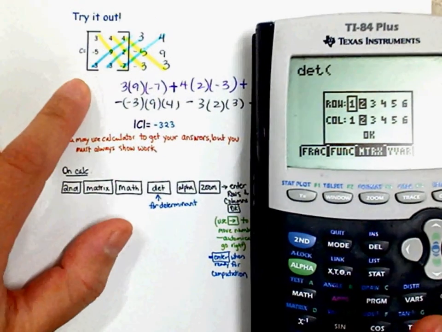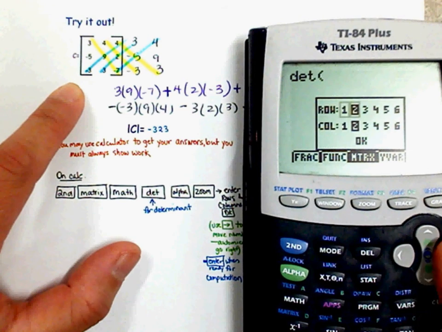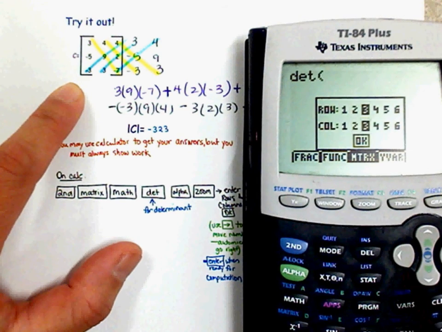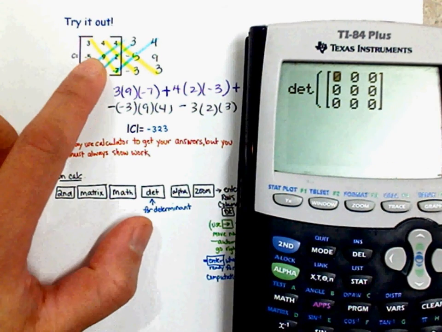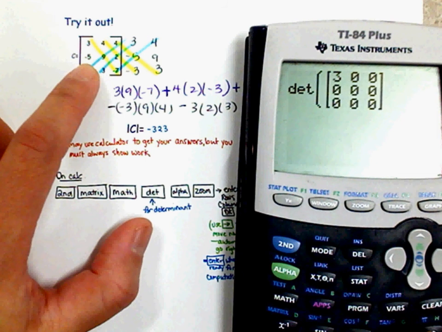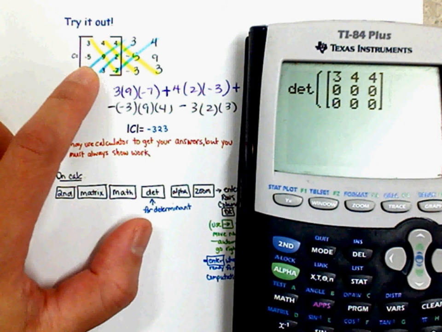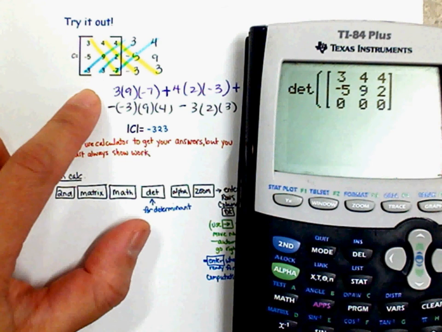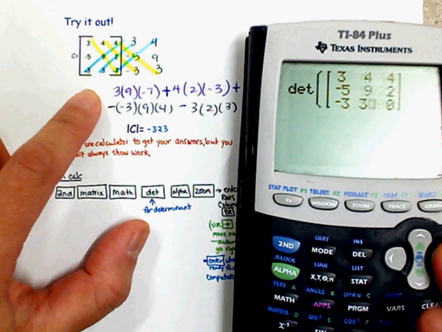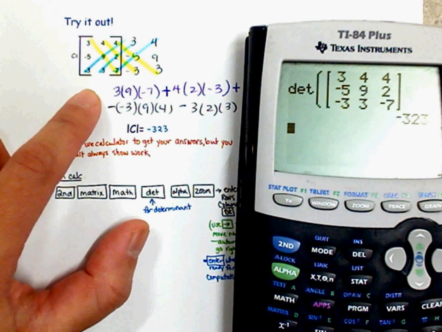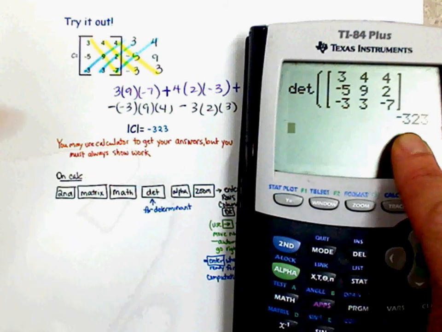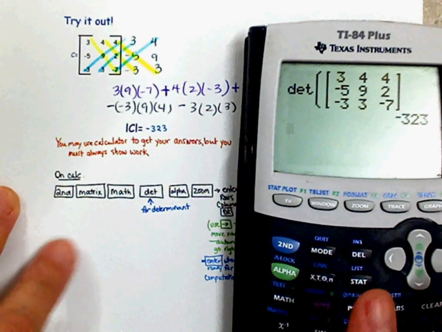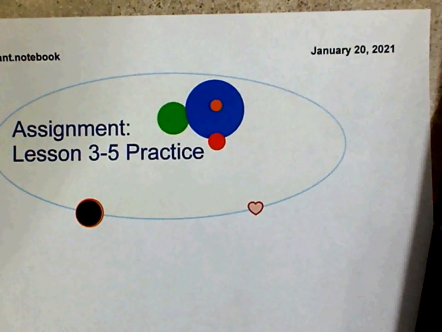That's a 3 by 3, so 3 by 3. Just like that, type it in. 3, remember, right click, don't push enter until you are finished. Negative 5, 9, 2, negative 3, 3, negative 7. Notice we have the same answer, okay? Make sure you label. All right. And there you have your practice. Make sure you know how to do it because you're going to need this for your inverses.